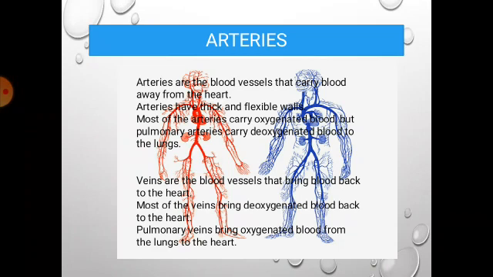Veins. Veins are the blood vessels that bring blood back to the heart. Most of the veins bring deoxygenated blood back to the heart, but pulmonary veins bring oxygenated blood from the lungs to the heart.